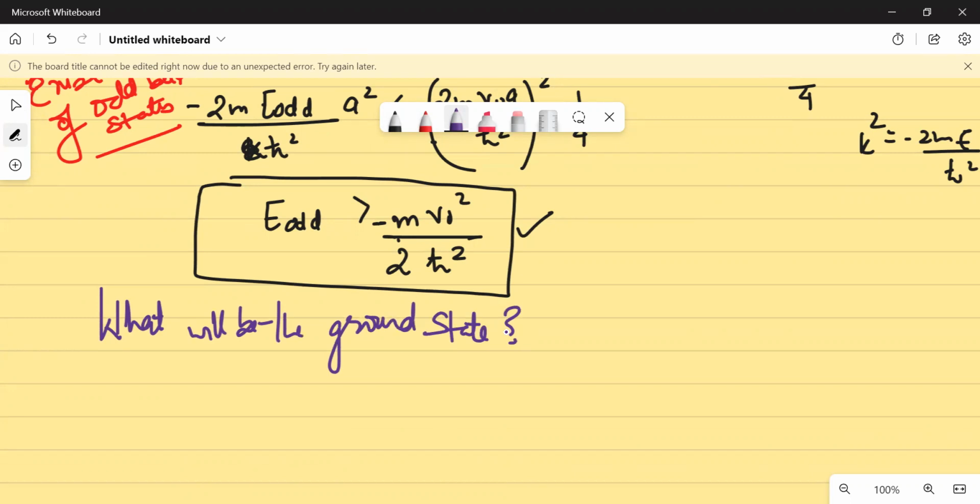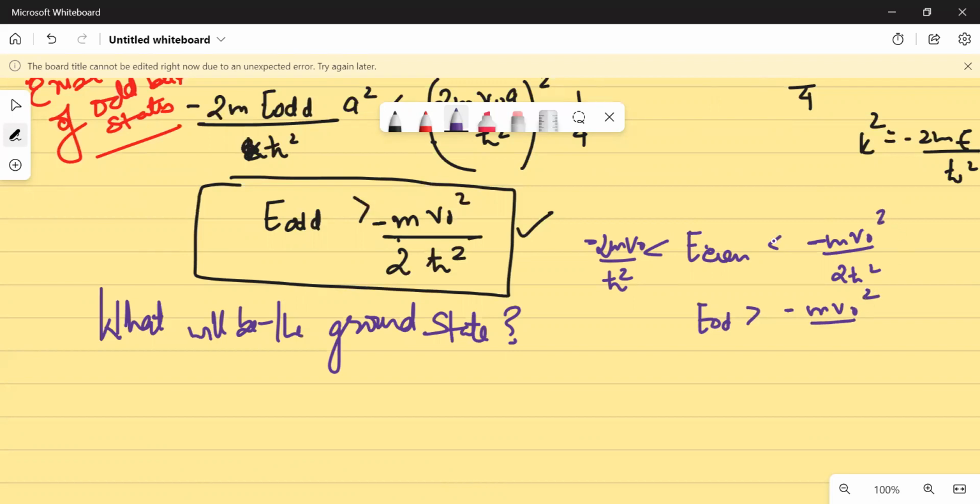What will be the ground state? As you're aware, I wrote that my even bound state would lie between minus, this was like this, I think, and here it was, I think, minus 2 m v naught upon h cut square. Is that clear? And my odd bound state would be greater than minus m v naught square upon h cut square. Now just look at it and tell me, what will be the ground state? Will it be an even state or an odd state?